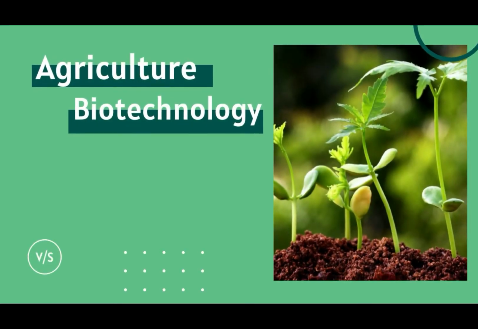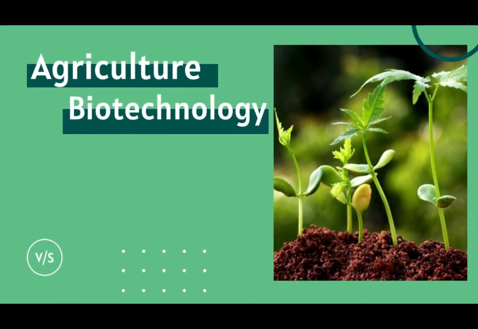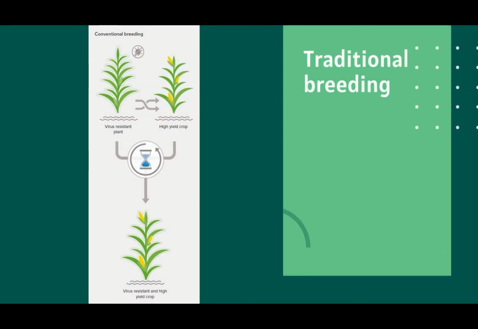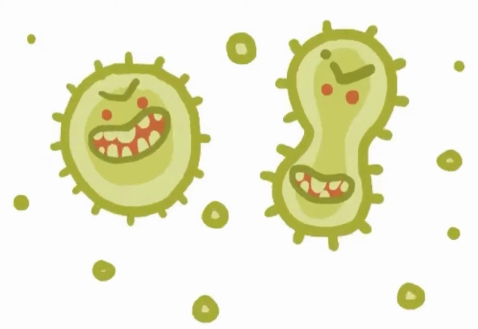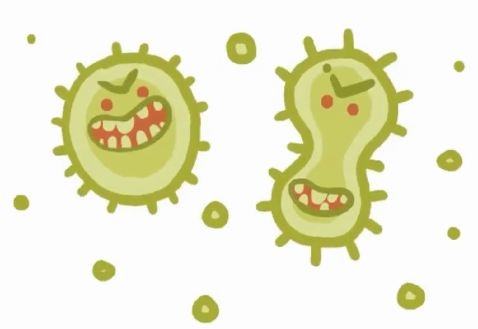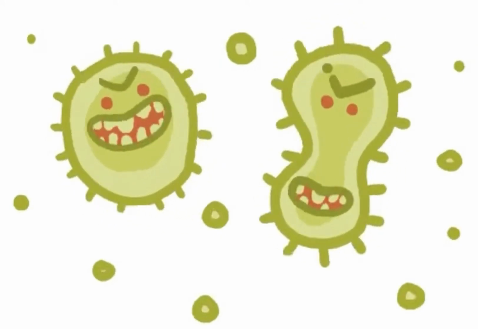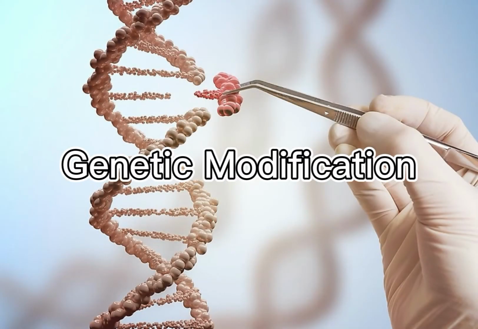Agricultural biotechnology refers to a set of tools, including traditional breeding techniques, that alter living organisms or parts of organisms in order to create or modify products, improve plants or animals, or develop microorganisms for specific agricultural applications. Genetic modification is one of the techniques used in agricultural biotechnology.